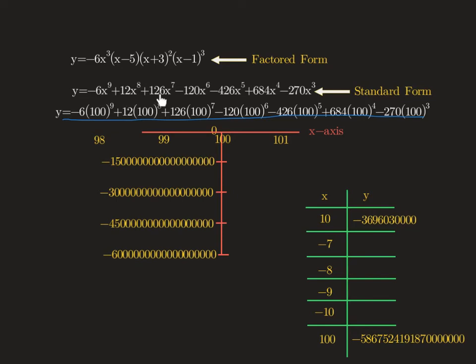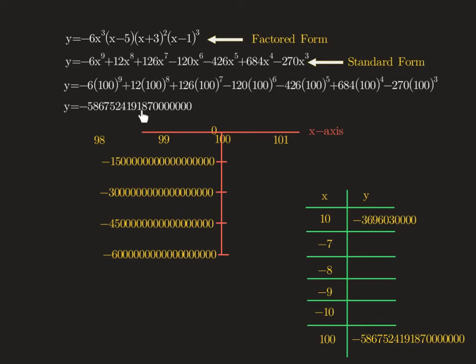So let's do the actual calculation. Put in 100, see what we get. All right, at x is 100, we get y is -5 quintillion, 867 quadrillion, 524 trillion, 191 billion, 870 million. As you can see, it's really close to -6 quintillion, right? All these other terms made barely any difference, and that's only at x is 100. If you go to x is 1,000, the difference that the other ones make is only 1/10 of that.